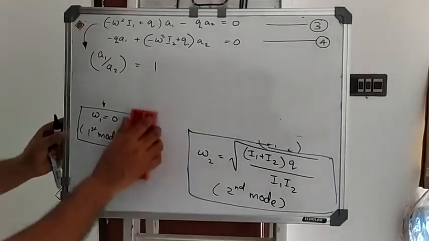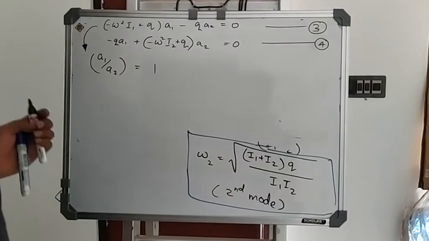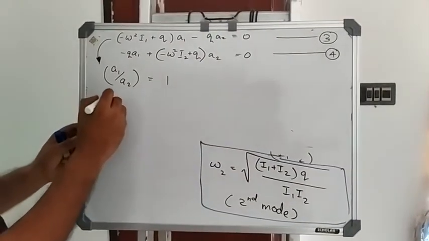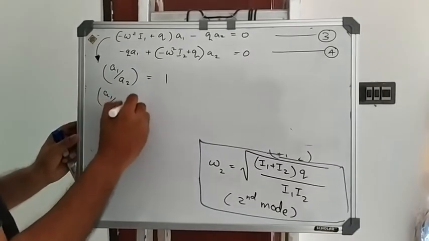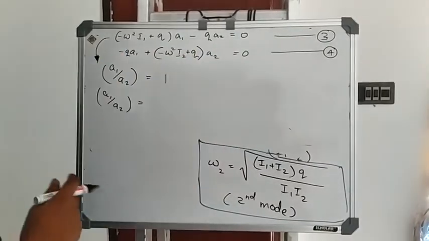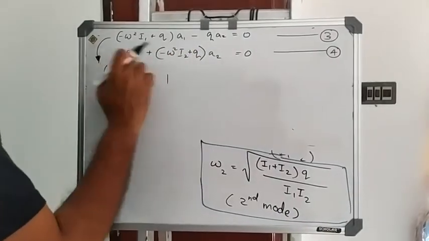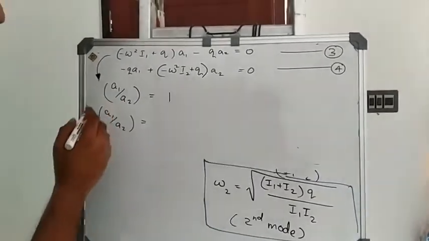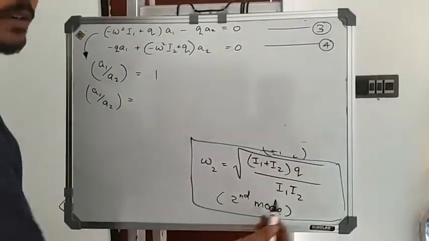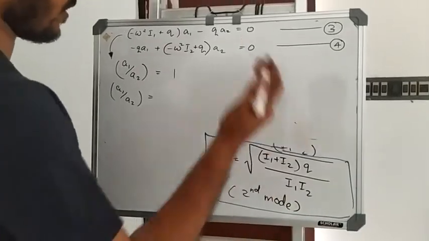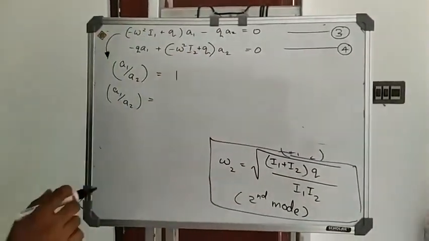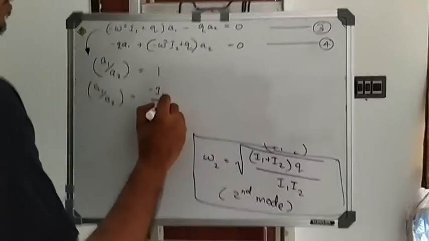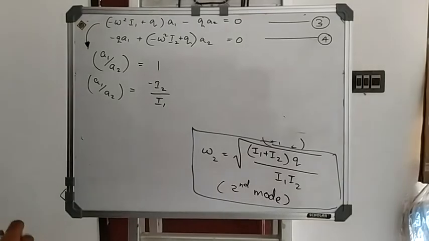Now similarly, if we take the ratio of A1 by A2 from equation number 4, we will obtain what? A1 by A2 will be this term divided by this term. And when we substitute the second natural frequency, that means the natural frequency for the second mode, in this equation, we will obtain minus I2 divided by I1. This is the value that we are going to obtain.